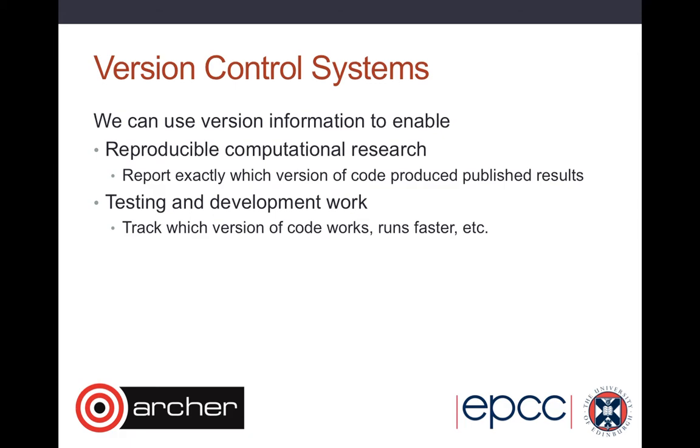Furthermore, we can also use the consistent systematic versioning information provided by version control systems to facilitate reproducible computational research. What I mean by that is that if you are running simulations and you publish the results, if your source code used for these simulations is under version control, i.e. is managed by using a version control system, then you could explicitly mention in your publication the exact version of the code which produced these results that you published.